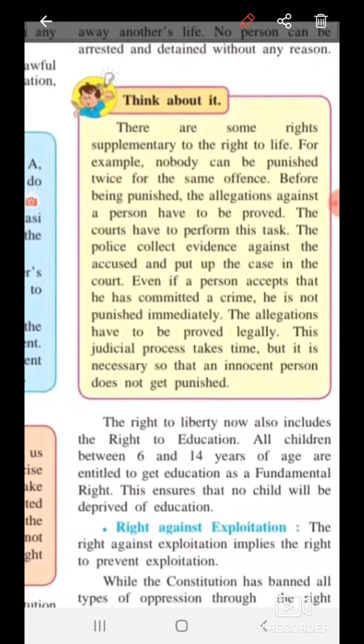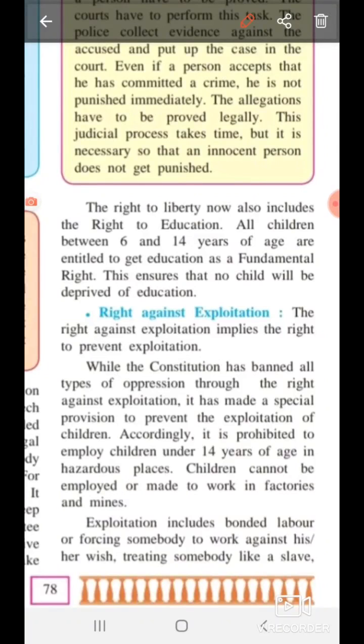Now let us learn that liberty also includes the right to education. All the children between 6 and 14 years of age are entitled to get education as a fundamental right. Primary education is compulsory for all the children till the age of 14 years. Now we can see that no child can be deprived of education. He has the right to get primary education.